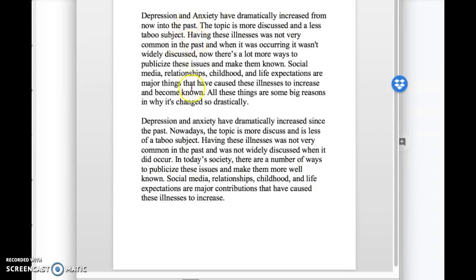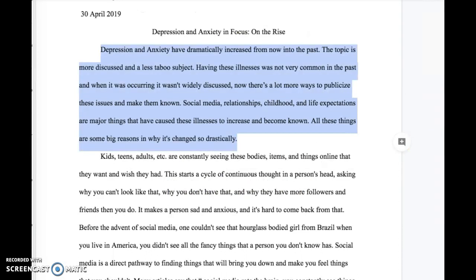And I wouldn't add the become known, because the point of your paper is that it's increased. And then all of these are some big reasons why it's changed so dramatically. Because you already have this previously, you don't need it. So you can pause your video and look at this if you would like. But essentially, this is all what you've put, just with some retweaked words. And this is going to be a much more effective introduction. So what I think you need to focus on is look at your punctuation, when to stop sentences. Look at your capitalization and some other grammar things. And look at repetition. Okay?